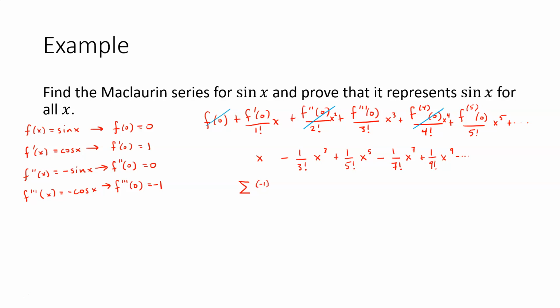So one way we can write this: it starts with n equals 0 here, and it's positive for the first one, so I'll have negative 1 to the n, x to the 2n plus 1, over 2n plus 1 factorial, going from n equals 0 to infinity. So I'm using 2n plus 1 because that'll give me all the odd power terms.